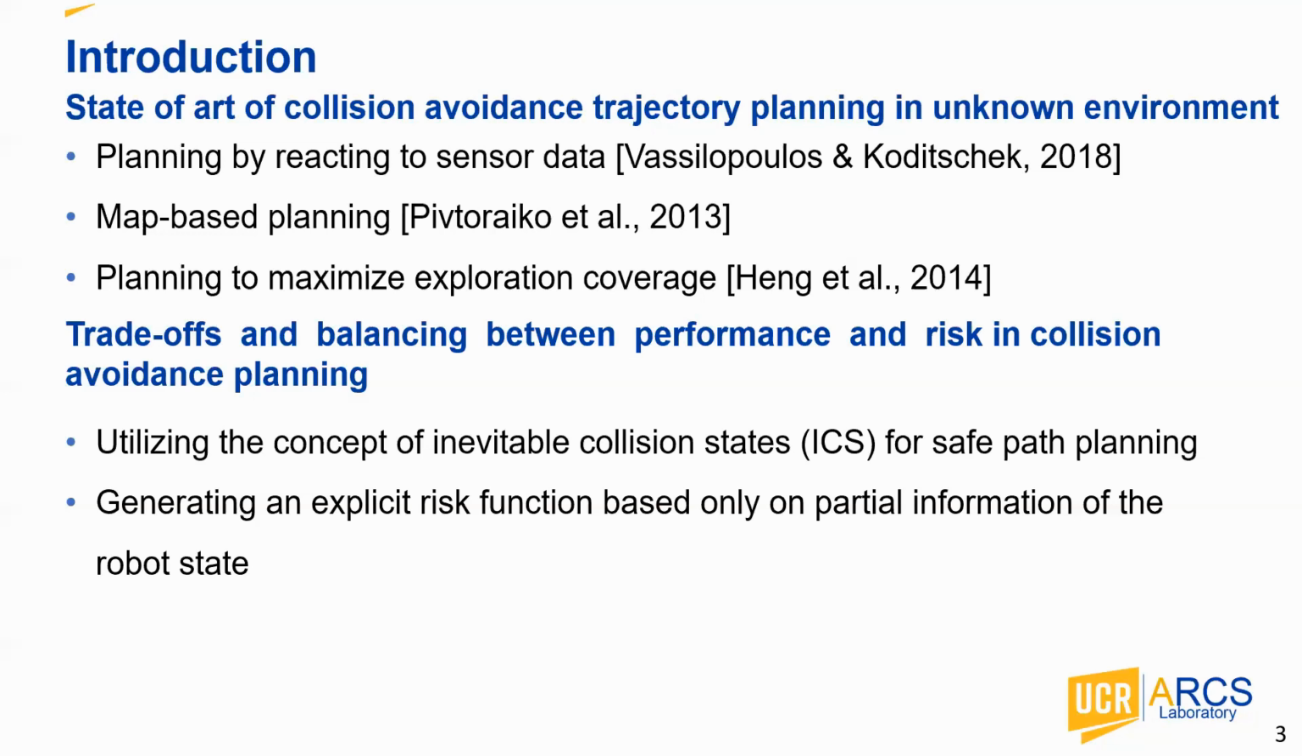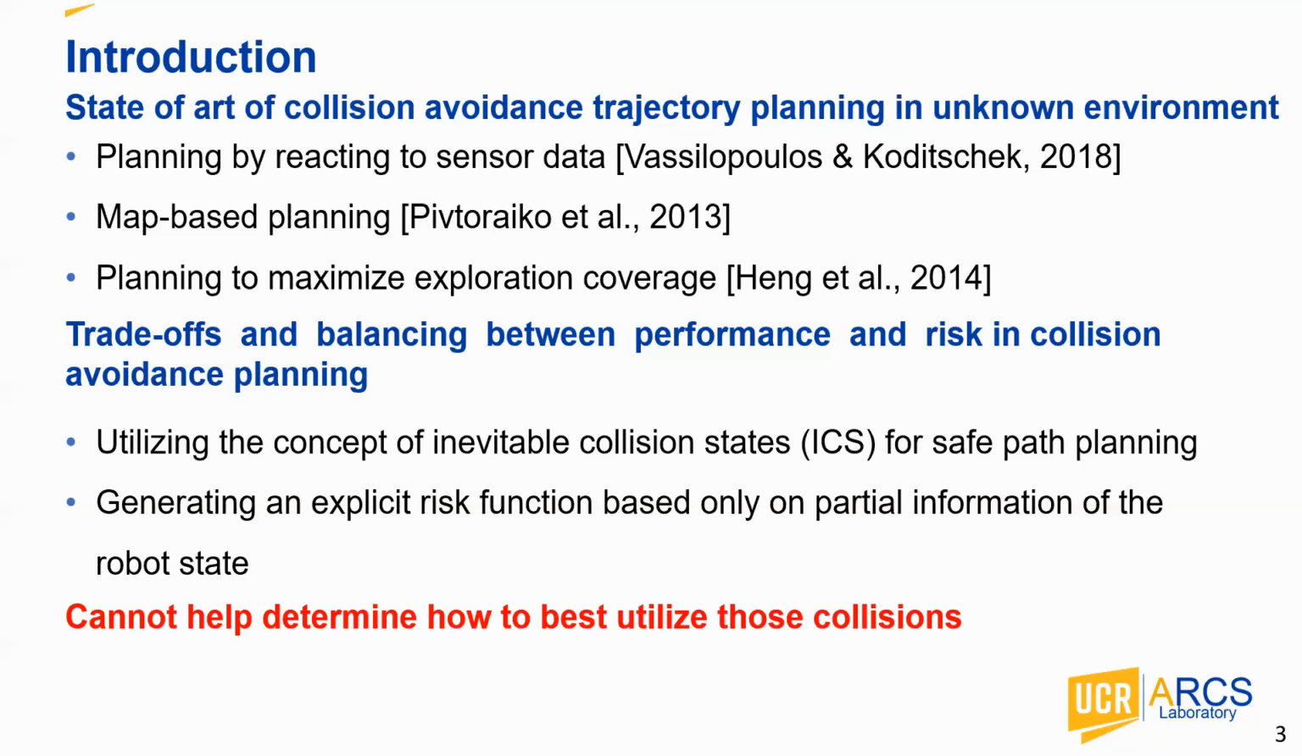A different approach is to generate an explicit risk function based only on partial information of the robot state. While current risk-aware approaches can describe trade-offs between risk and reward of collision avoidance in mobile robot navigation, they cannot help to determine how to best utilize those potential collisions.